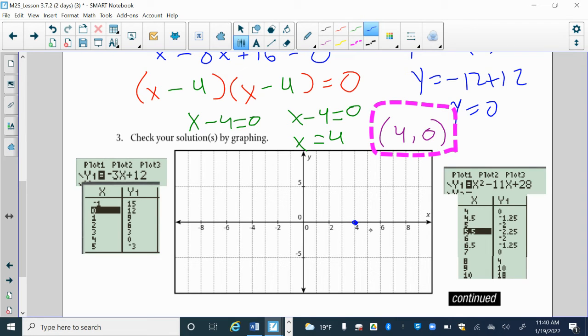It says 5, negative 3. Okay, so it'd probably be around here. We have 2, 6, somewhere up here. Okay, so here's our line.